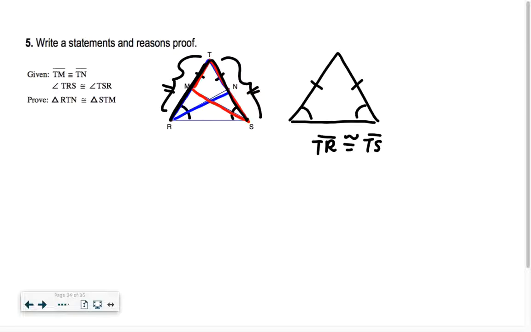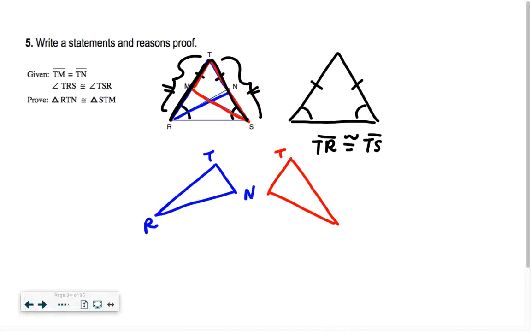So what else do we need? If you look at these triangles separately, I have T, N, and R, and I have T, S, and M. We just showed that those long ones, TR and TS, were the same. But we need other things. What about these two angles? Why are they the same?